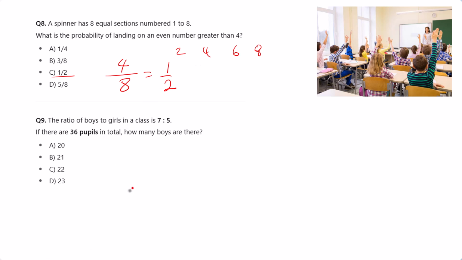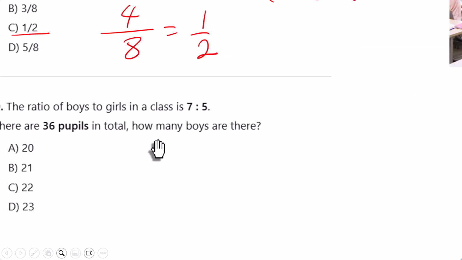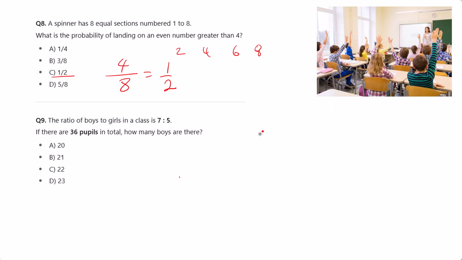Let's go to question 9. The ratio of boys to girls in a class is 7:5. If there are 36 students in total, how many boys are there altogether? Now listen. We're going to put B here, and we're going to put those 2 dots, and we're going to put G. B is for boys, G for girls. Now the boys are in the 7 times table, and the girls are in the 5 times table. That's what it is. Now let's add this first.